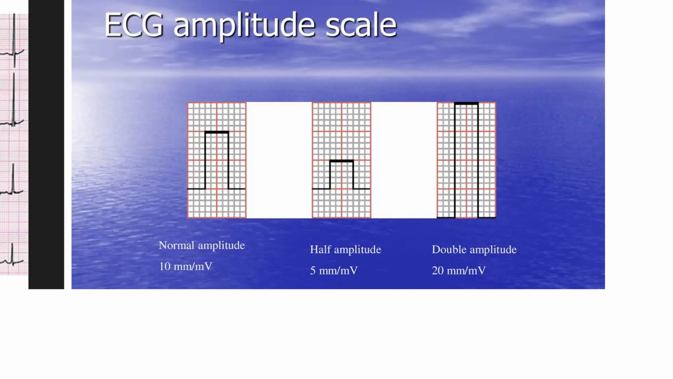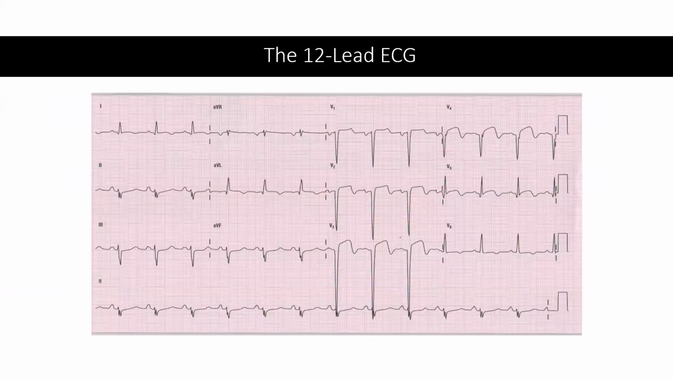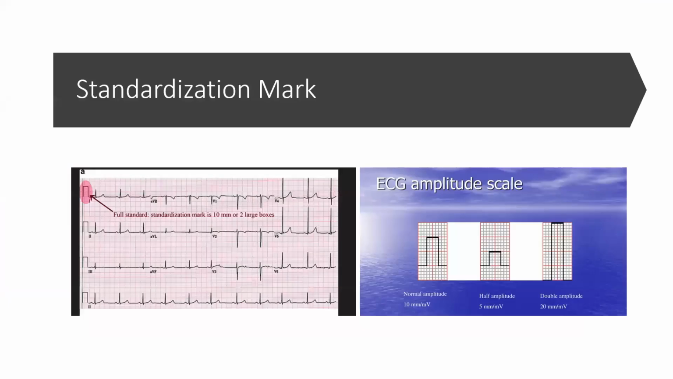The other situation wherein the complexes will be too tall will be in a patient who is very thin. If a patient is very thin with a small chest, obviously the amplitudes of the electrical complexes will be bigger, and therefore the machine has to decrease it in a manner that it will inscribe this half amplitude. Okay? So that is an example of what happens when the amplitudes are going to be too tall.